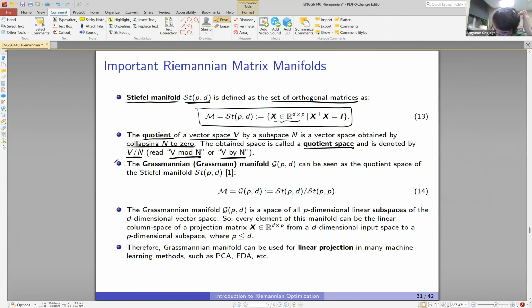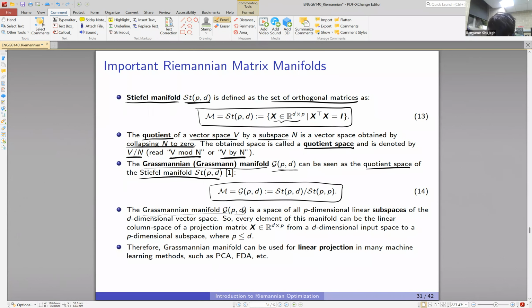Okay. So for defining Grassmannian manifold, we need quotient manifold and Stiefel manifold. Grassmannian manifold or Grassmann manifold, denoted by G(P, D), can be seen as the quotient space of the Stiefel manifold St(P, D). Reference 1. You can see it as this. So Grassmannian manifold is Stiefel manifold (P, D) mod Stiefel manifold (P, P).